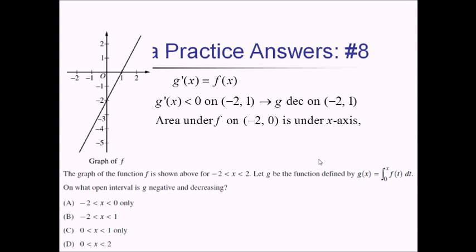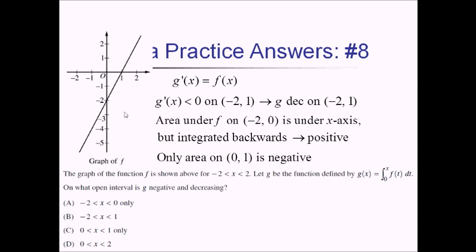However, if you look at how the g function is set up, we are integrating from 0 to whatever the input is. So if you're trying to integrate this area, you're essentially starting here and going backwards. Integrating negative area backwards makes it positive, and that's not going to count towards our answer. It turns out that only this area between 0 and 1, which is negative because it's under the x-axis, and because we're integrating from left to right at that point, is the only negative area for this problem. Since only that area from 0 to 1 is negative, the answer is choice C, not B.